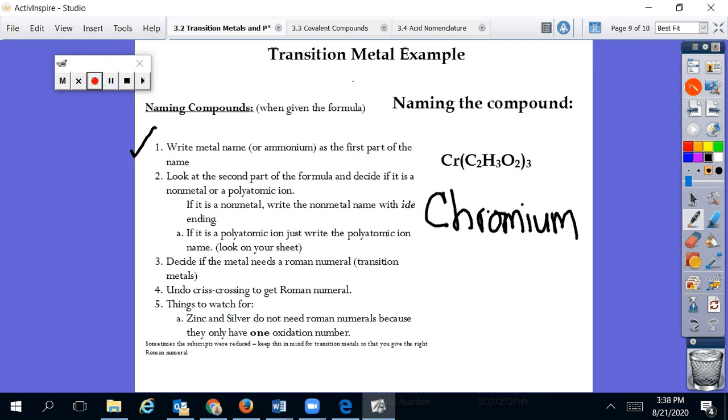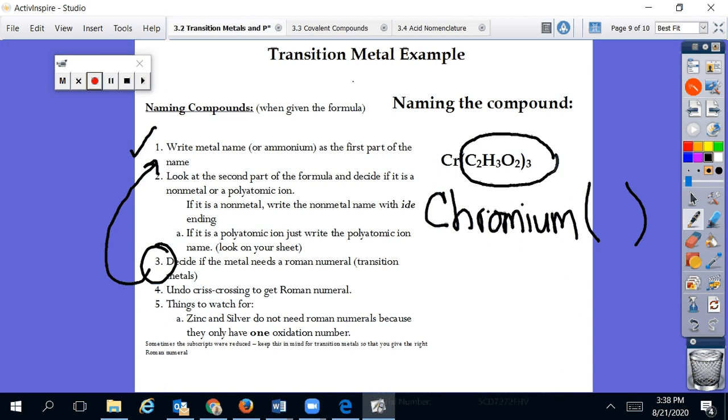Now, before I go anywhere, I actually do step 3. So I look at chromium, I find it on my periodic table, and I determine whether it needs Roman numerals. And I see that chromium, if I'm looking at the table with the oxidation numbers, has 3 different oxidation numbers. So I know that it needs parentheses. So I leave a blank so I don't forget to fill in that number for the parentheses. Now I'm going to look at the second part of the name. I see a lot of capital letters, so I know I've got a polyatomic there. So I'm going to look up that polyatomic, and I find that it is acetate.